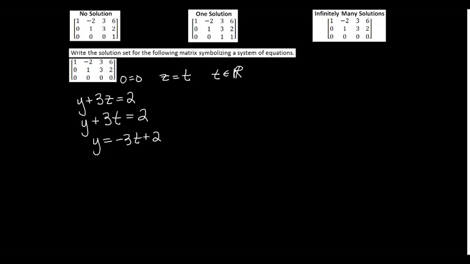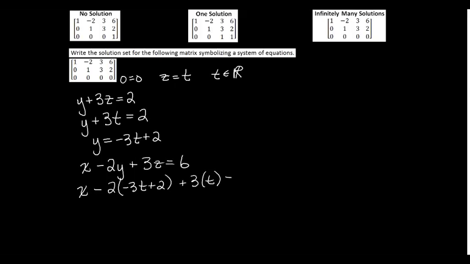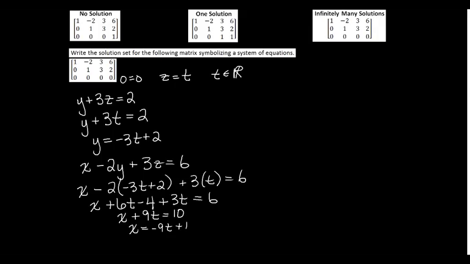Now I'll use the fact that z equals t and y equals negative 3t plus 2 and plug those into the original first row that we have. So I'll take x minus 2 times negative 3t plus 2 plus 3 times t equals 6. I'll expand all this out, being careful of the signs. Combine everything that I can. x plus 9t equals 10, and x equals negative 9t plus 10.